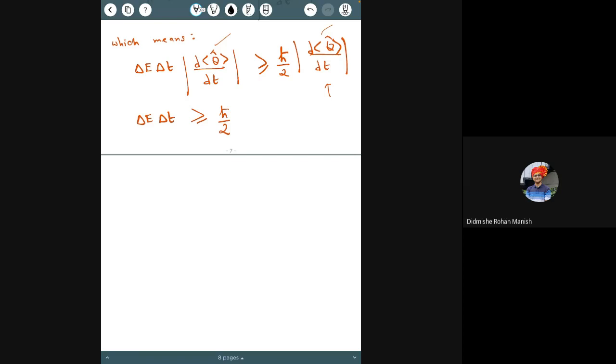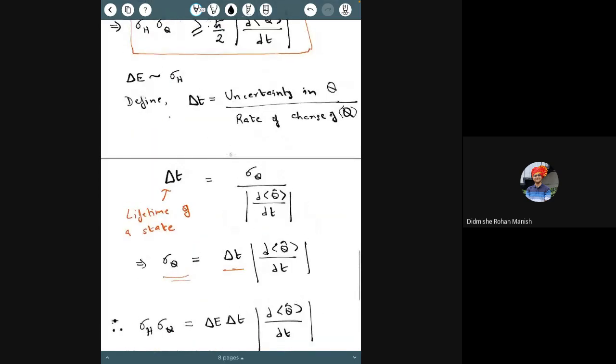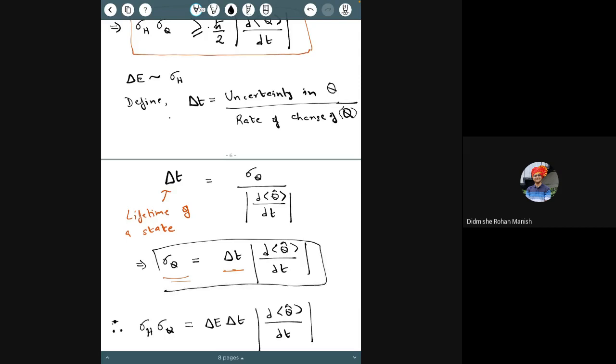So the definition of delta T is that we have our observable Q, the expectation value of observable Q, which is changing with time. That rate of change we know, and we know the uncertainty in the observable also. So we are roughly saying that the lifetime delta T should be, the rate of change of that observable times the lifetime. That should be the spread of the Q, right? Yes. Sigma Q is equal to delta T into this. So the spread is the rate of change times the time for which it changes.